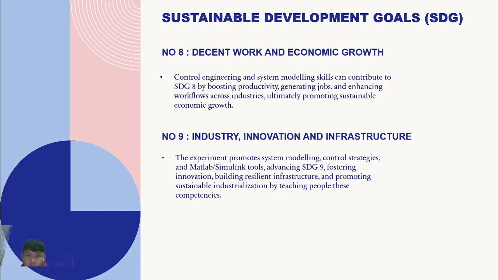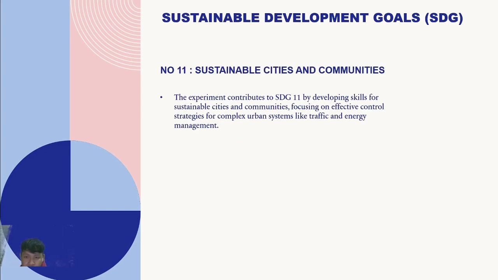So this is our sustainable development goals. What we get for number 8 is decent work and economic growth. Control engineering and system modeling skills can contribute to SDG 8 by boosting productivity, generating jobs, and enhancing workflows across industries, ultimately promoting sustainable economic growth. Number 9, industry, innovation and infrastructure. The experiment promotes system modeling, control strategies and Matlab Simulink tools, advancing SDG 9, fostering innovation, building resilient infrastructure, and promoting sustainable industrialization by teaching people these competencies.